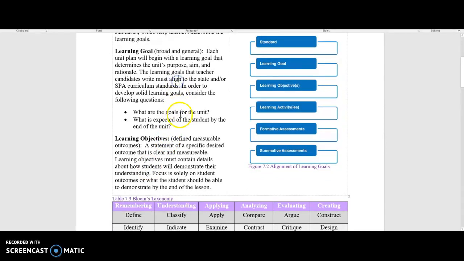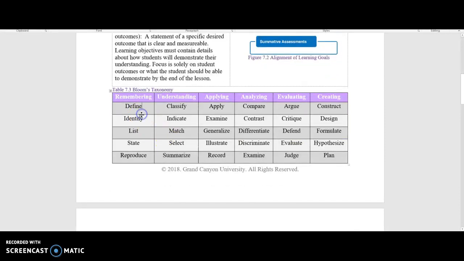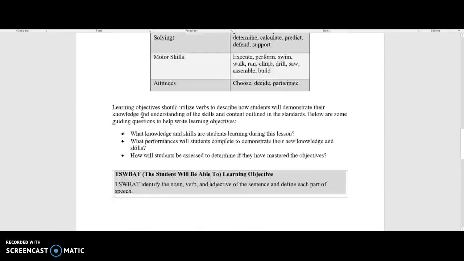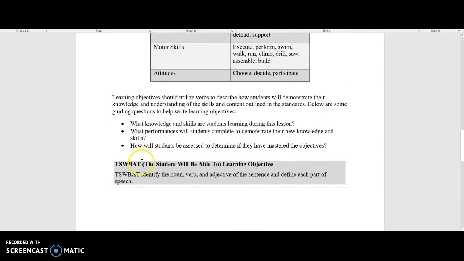So this might be, what are the goals for the unit? I want the students to learn more about multiplication. What is expected by the end of the unit? And that really gets into the learning objectives here. Now, you always think about Bloom's taxonomy, but here's some good examples of learning objectives. They have to be measurable. TSWBAT, the student will be able to, at the end of the unit, identify the noun, verb, and objective of the sentence and define each part of speech. So that's the objective. That would be to the larger goal of helping a student learn more about parts of speech and a state standard that might talk about that.